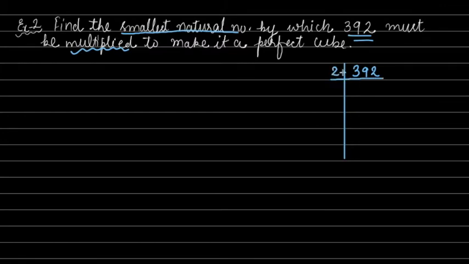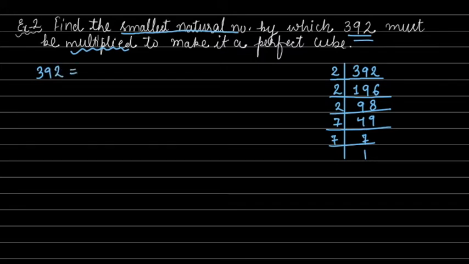It is divisible by 2. 2 1s are 2, a 1 is left, 2 9s are 18 and 2 6s are 12, right? Again 2 9s are 18 and 2 8s are 16. Then you get 2 4s are 8, 2 9s are 18. Now 49 is divisible by 7. So 7 7s are 49 and 7 1s are 7, right? So we can write that the prime factors of 392 are 2 into 2 into 2 and 7 into 7, right?